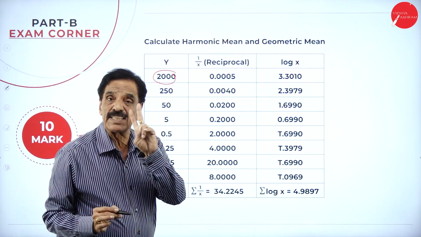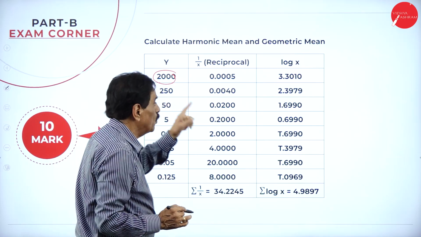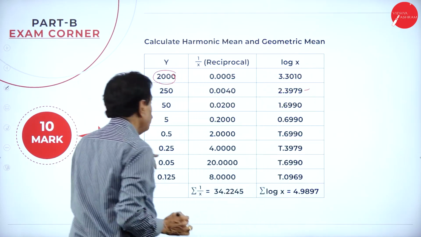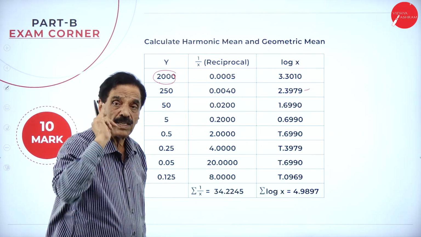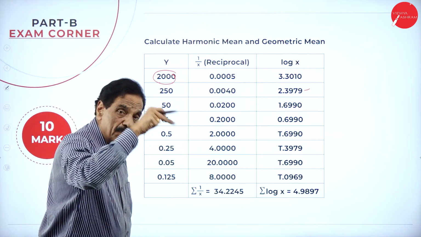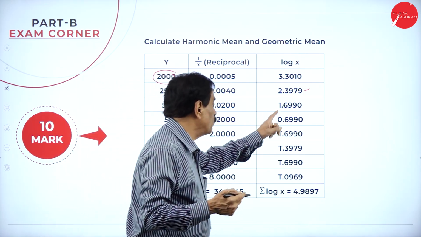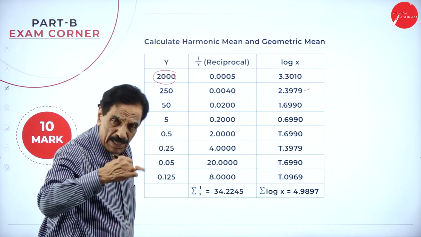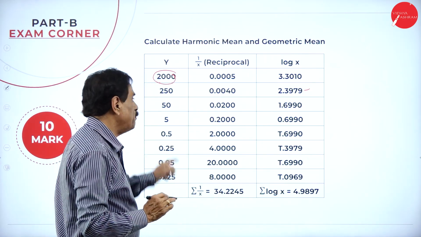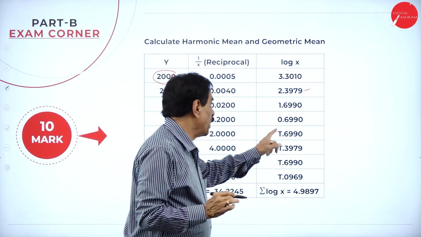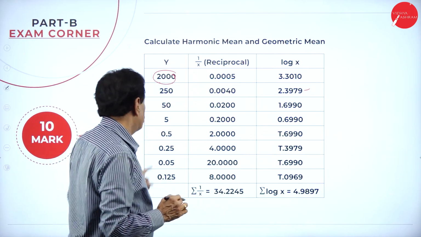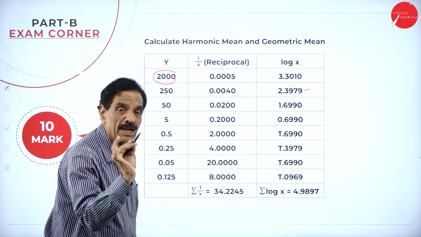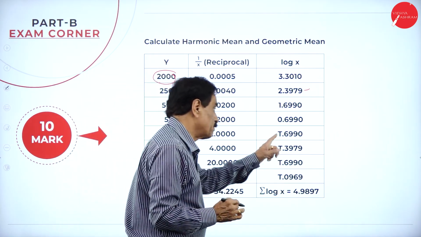250, how many digits are there? 3. Characteristic is 2. In 25, you have to see the 0. 50 is 2 digits. 1 characteristic. In 50, you have to see the 0. It will come 1.6990. Then 5, single number, characteristic is 0. 5 means you have to look after the 0.6990. 0.5 means bar 1. This is minus 1.